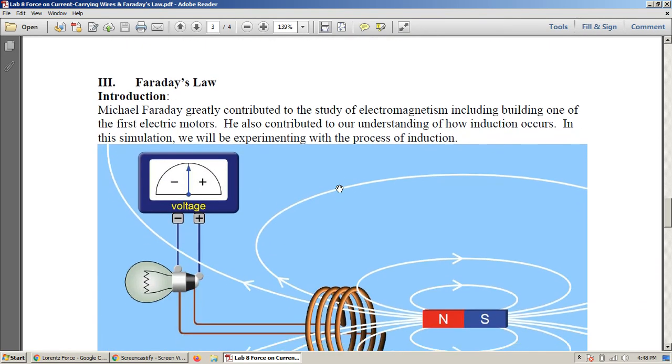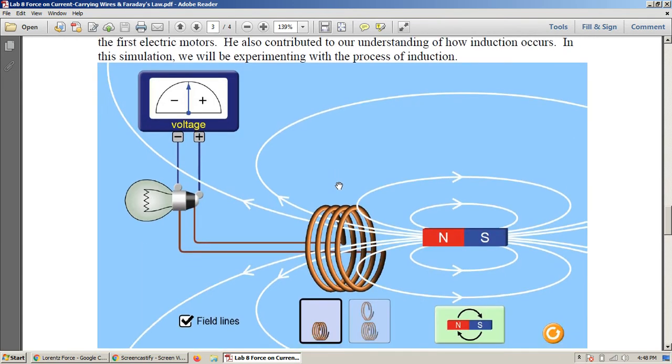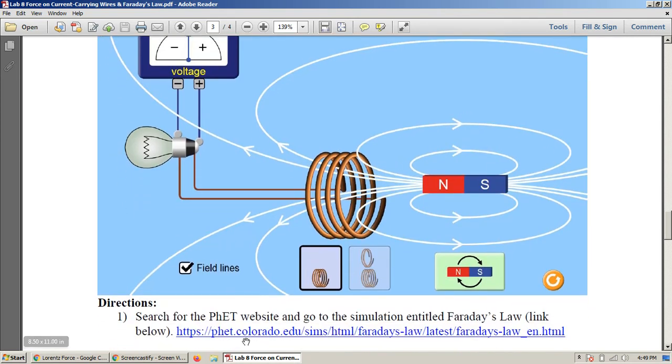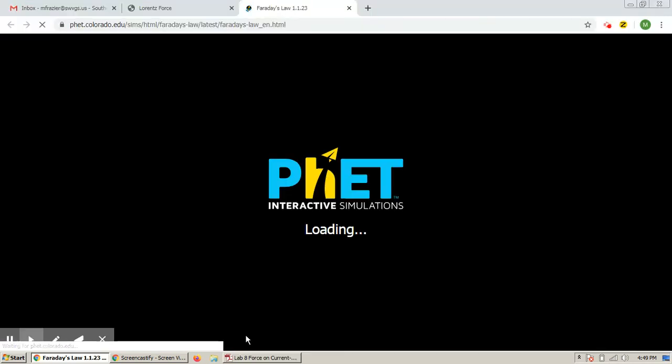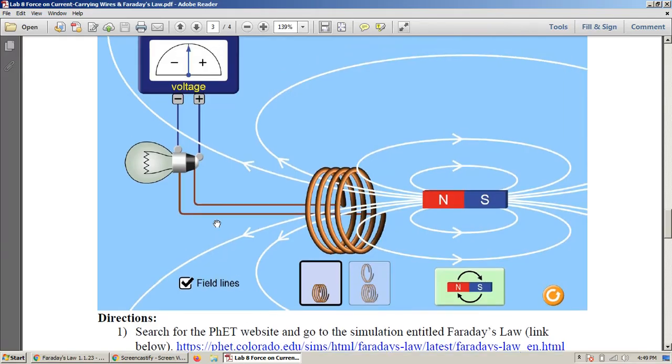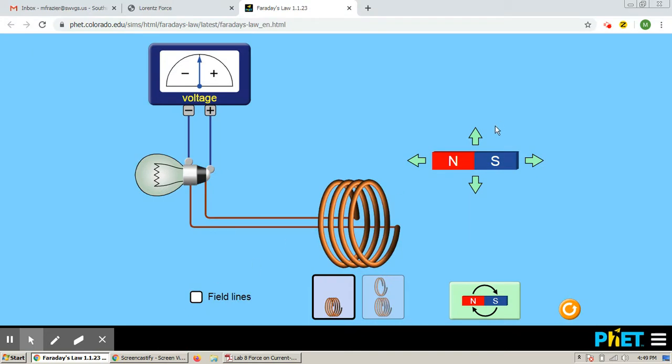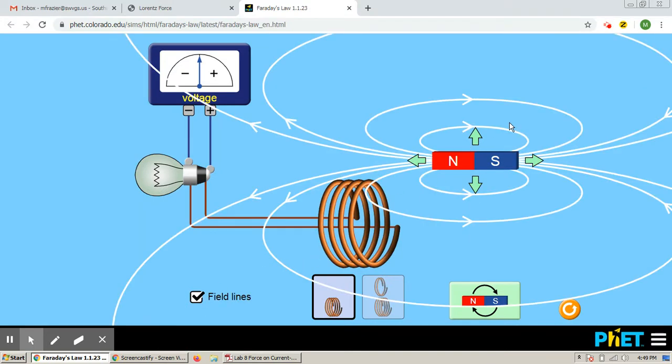All right. So the third part is about generators and about inducing current in a coil. And so what's here is when you use this app, you have, and this has to load for a minute, obviously. I'll come back. You have a voltage probe hooked up to this coil, and you have a light hooked up to it. And you can turn on whether the field lines are on. Let's see if that's there. Yeah. All right. So we can turn the field lines on, and you have a magnet.